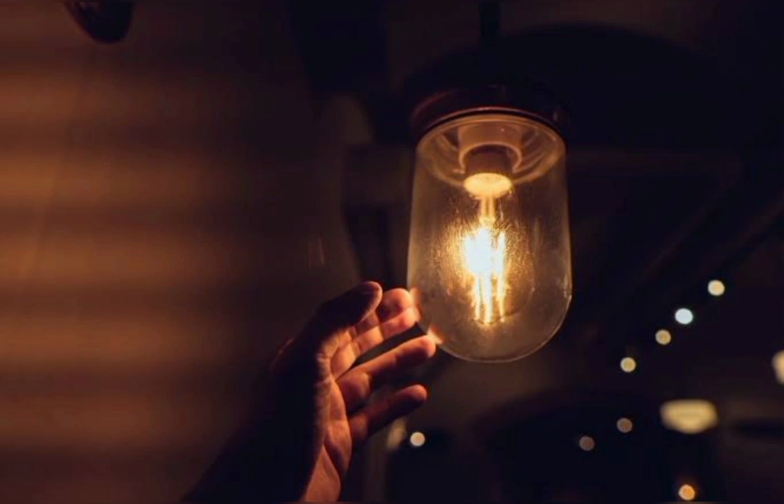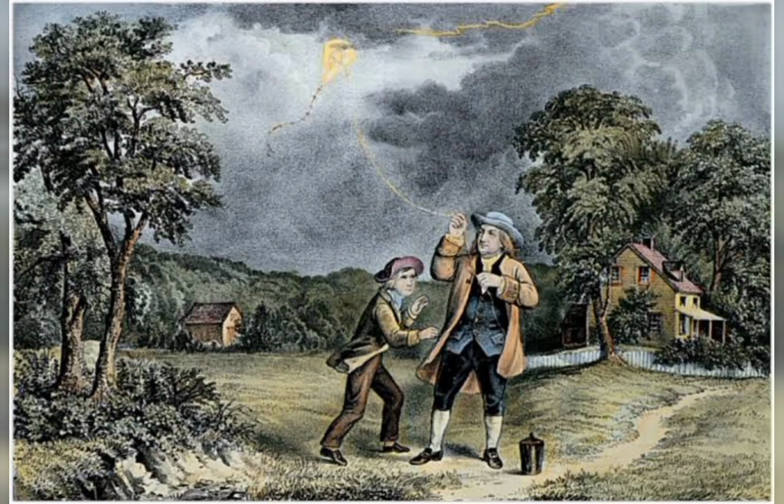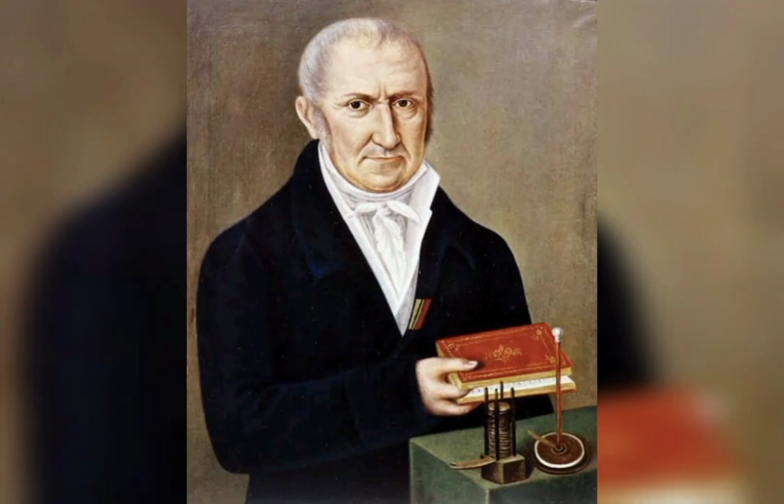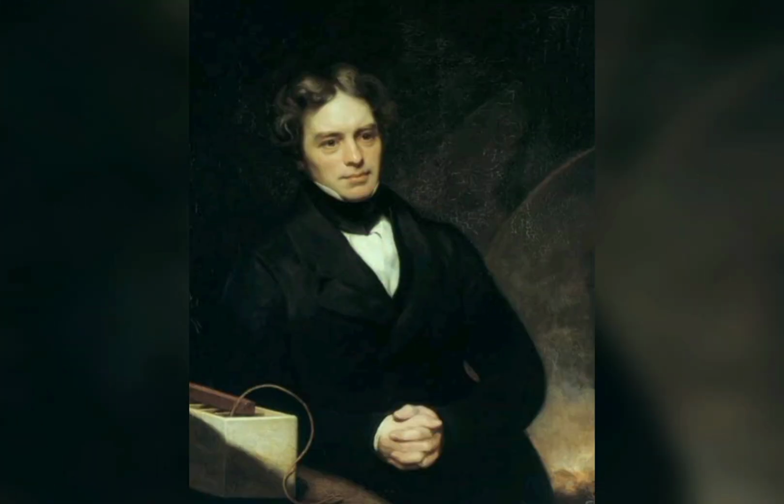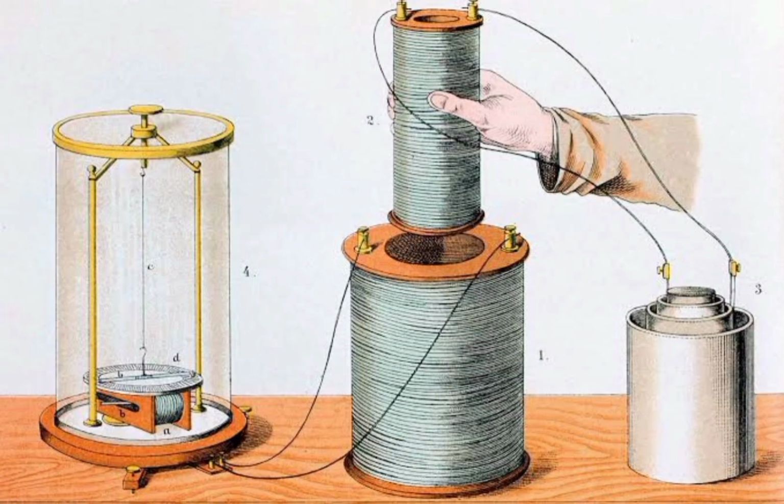But it wasn't until the 18th century that electricity really came to light, literally. In 1800, Alessandro Volta created the first chemical battery. A few decades later, Michael Faraday discovered how magnets could produce electric current, a breakthrough that powers modern life today.